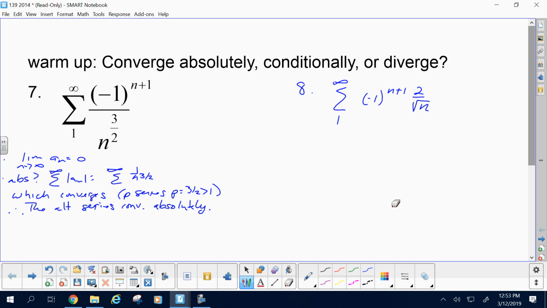What about what your work looks like for the first one? Notice I didn't just say converges or just say converges absolutely. Alternating series converges absolutely. Didn't even need that alternating negative to converge. It converged, right?